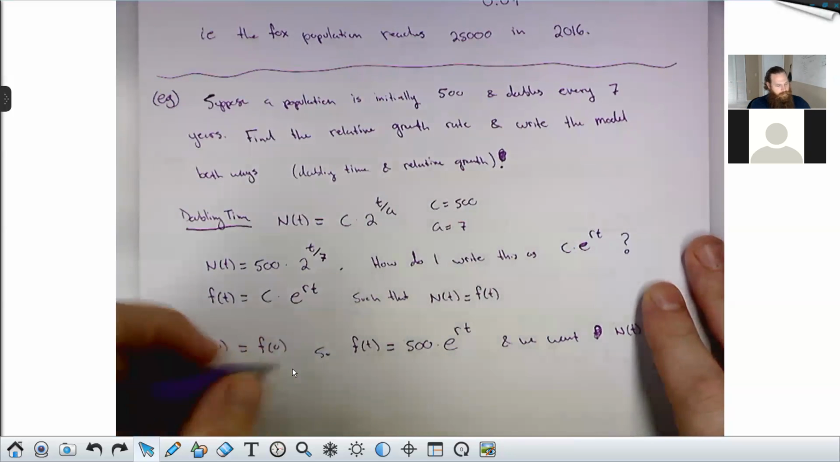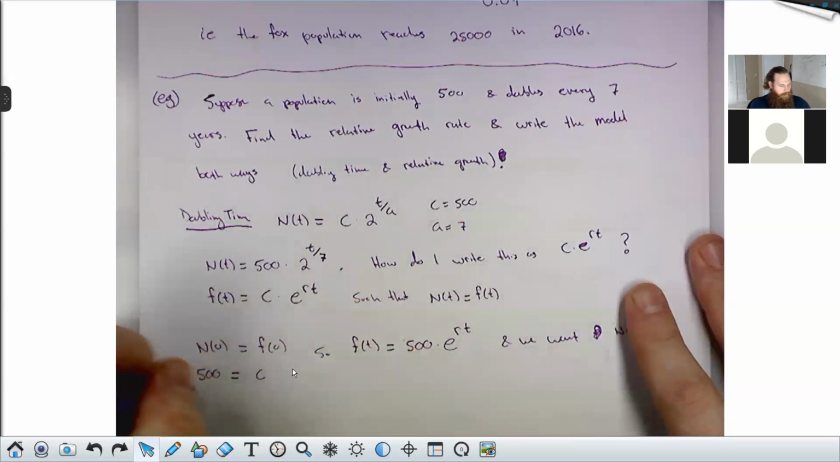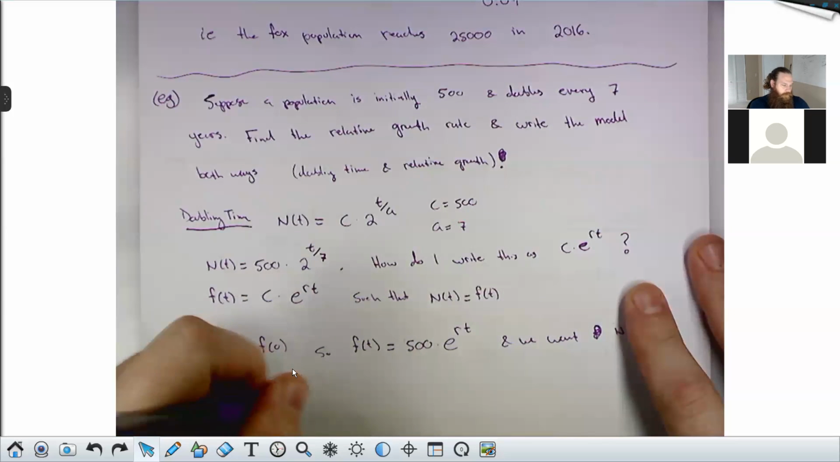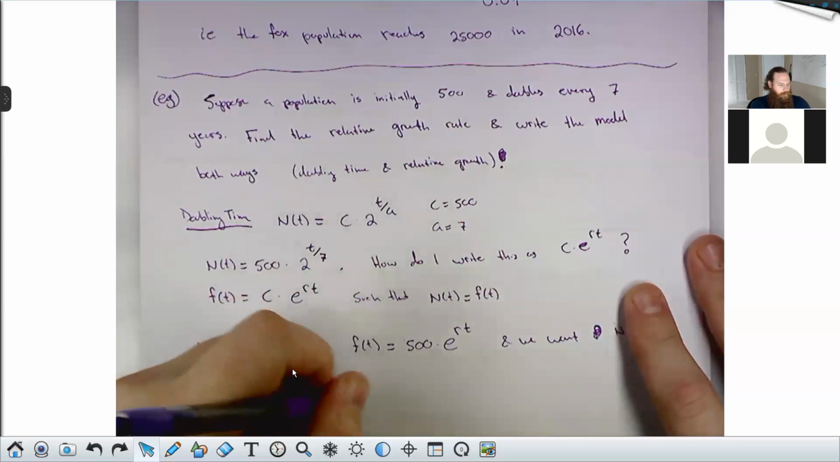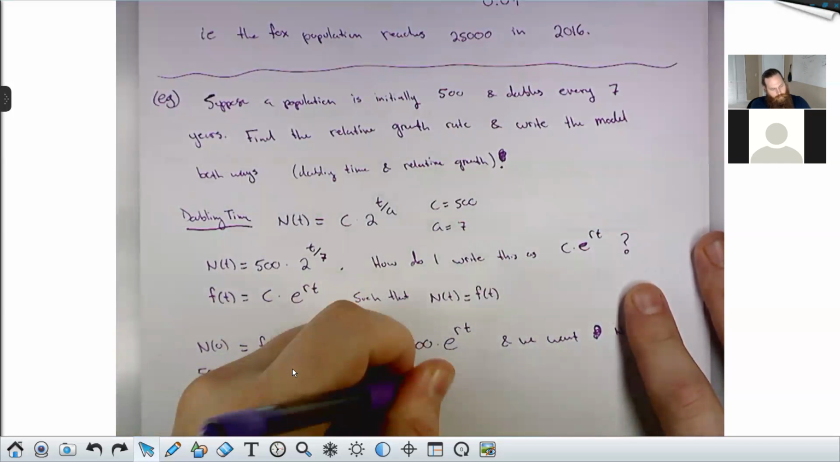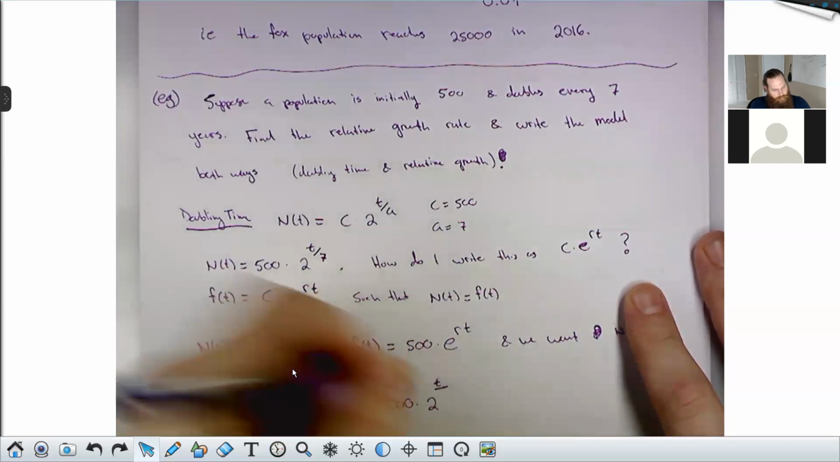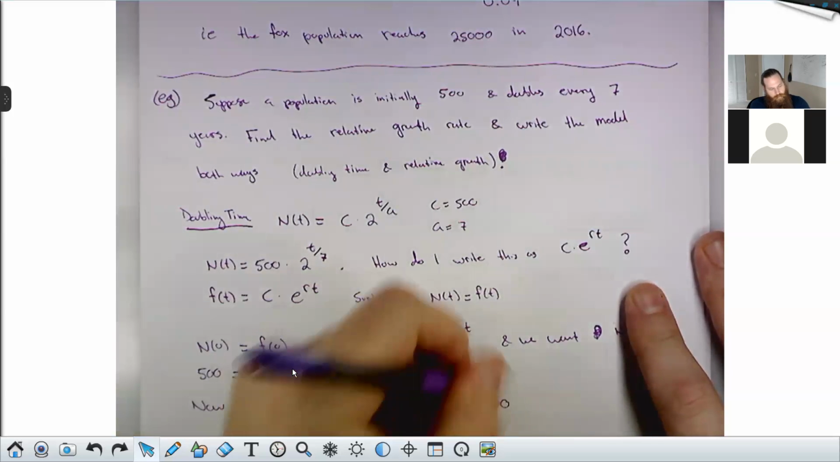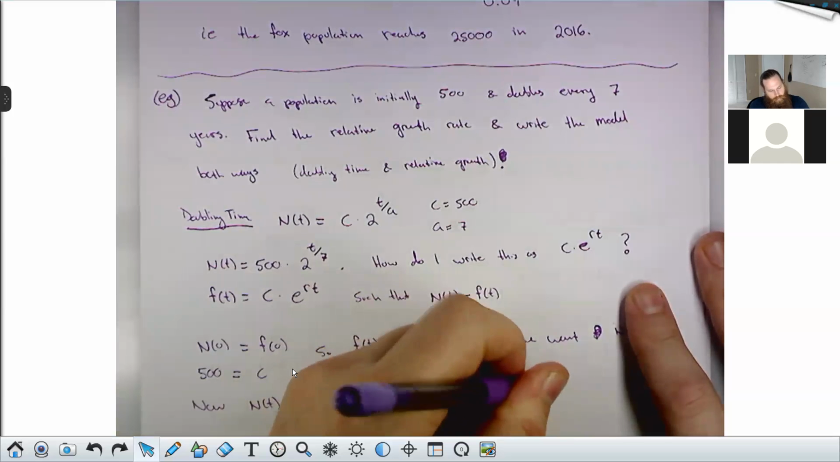So I could say, now N of T is equal to F of T means the same thing as 500 times 2 to the T over 7 equals 500 times e to the RT.